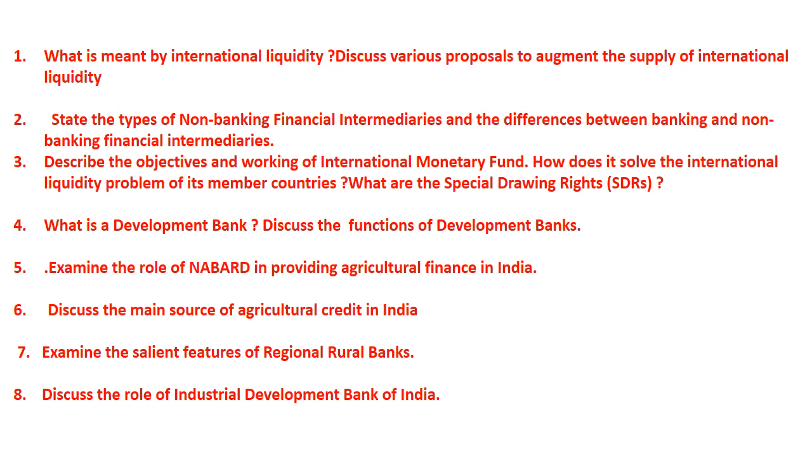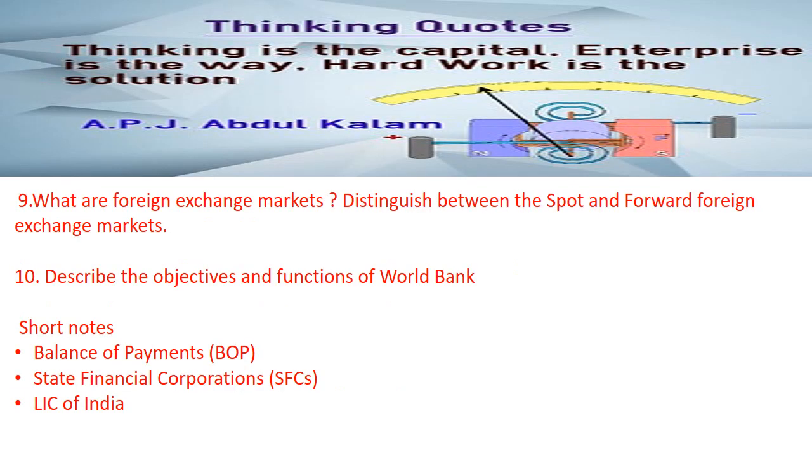The important questions from these 2 units include what is international liquidity, then non-banking financial intermediaries and the difference from banking, then objectives of IMF, the liquidity problem and how the IMF is solving it, then special drawing rights, development bank, NABARD, agriculture credit, salient features of regional rural bank, role of industry, then foreign exchange market, then objectives of World Bank, balance of payment, state financial corporation, LIC of India. So these are some of the important questions from these two books.